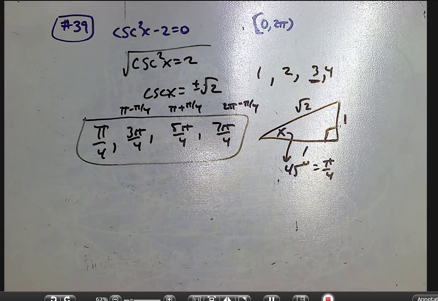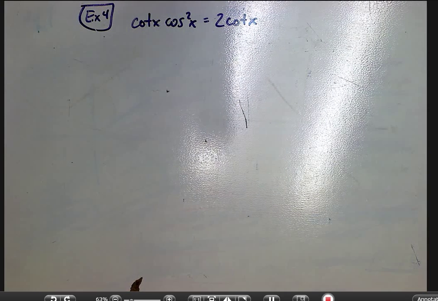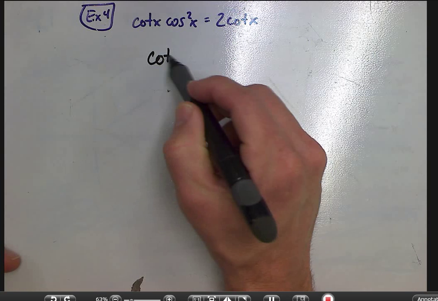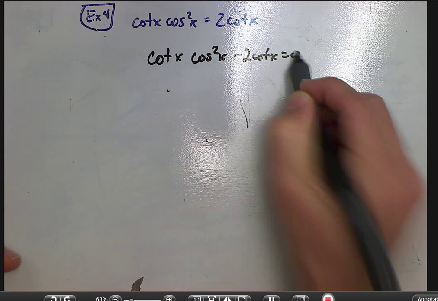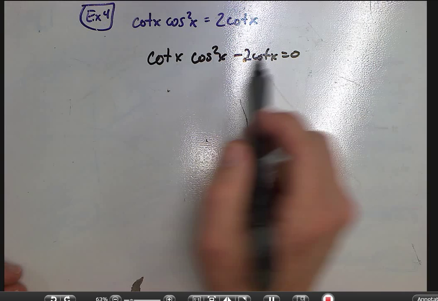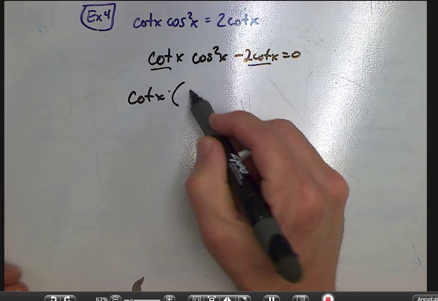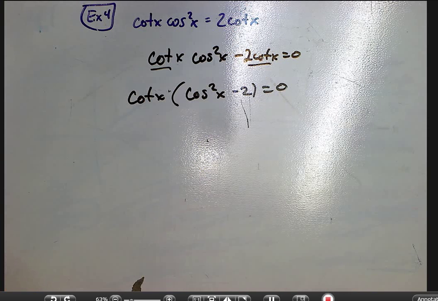Let's go ahead and move on to example number 4. It's getting a little bit more complicated each time. But what I notice about example 4 is the first thing I'm going to want to do is subtract 2 cotangent x to get cosine squared x minus 2 cotangent x equals 0. It looks like I should factor out a common factor of cotangent x. That'll leave me with cosine squared x minus 2 equals 0. Now that it's been factored, I'm going to set my factors equal to 0.